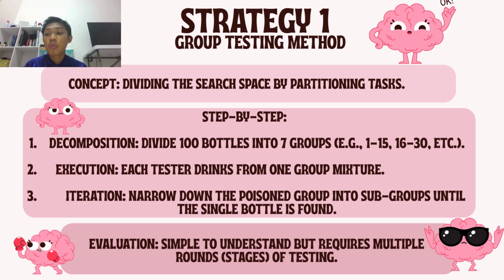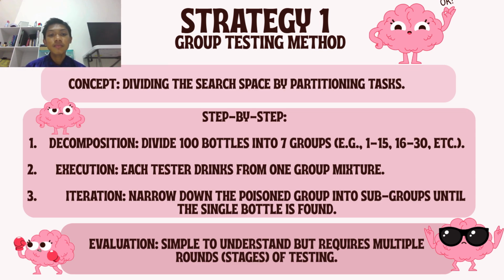And then when we carry out the plan, each tester trials one whole group. Yes, he goes through and drinks it. For example, if a tester from group 34 until 45 gets sick, we have successfully reduced our search space from 100 bottles to just 15. Alright, do you understand that?